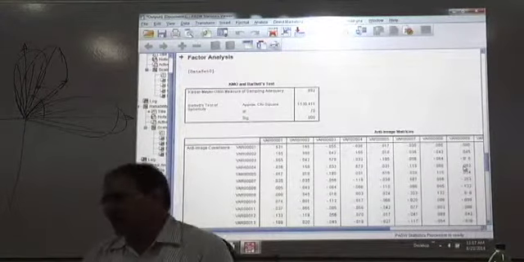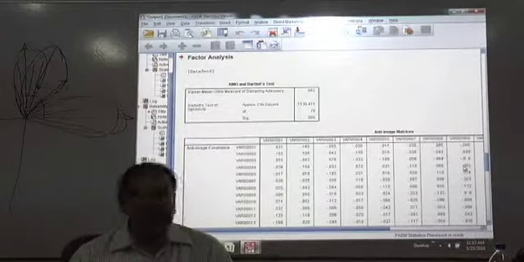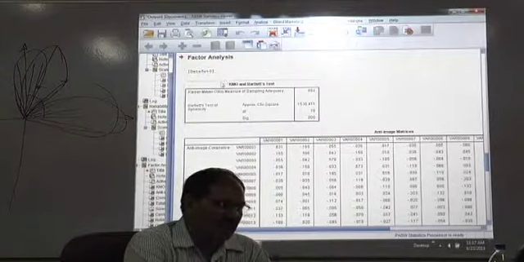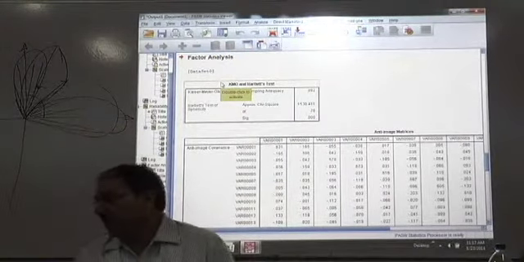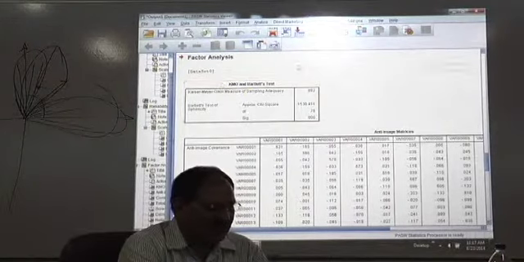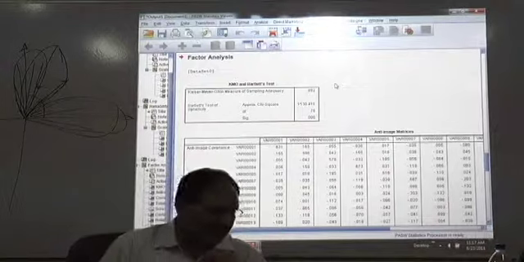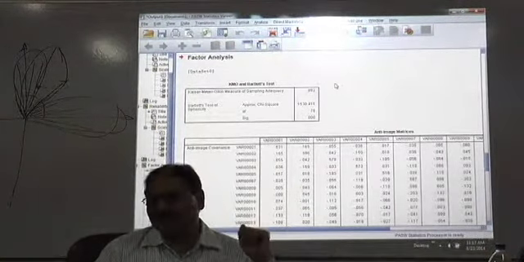There will be a number of tables in this, and we will try and analyze each one of them. Look at the first table, KMO and Bartlett. It evaluates whether the data is suitable for factor analysis. It has two parts. The first part is KMO and the second is Bartlett's test of sphericity.